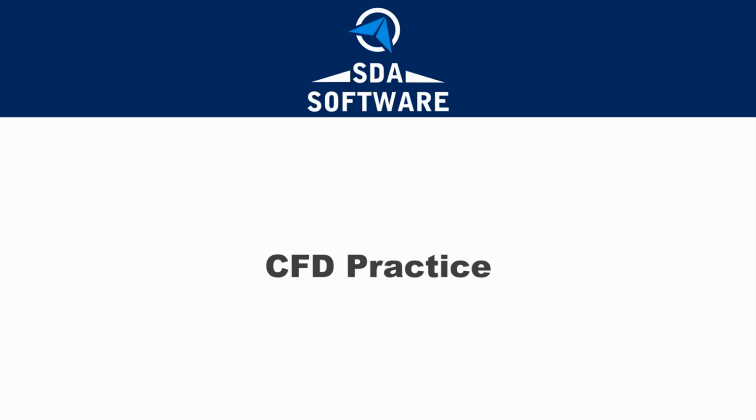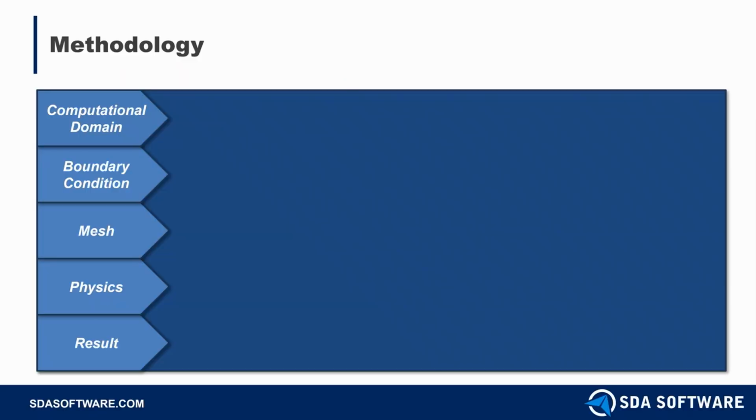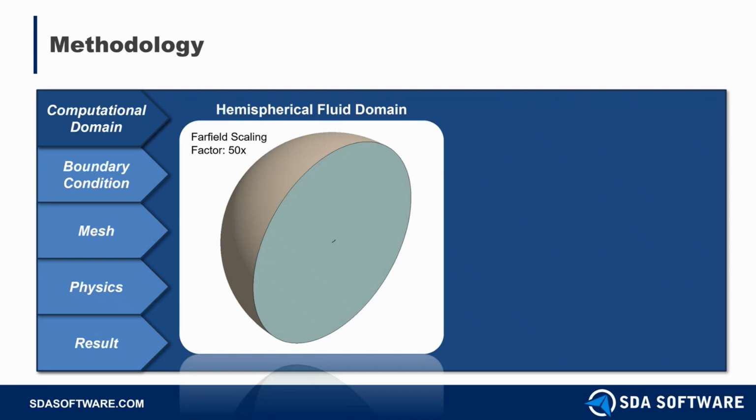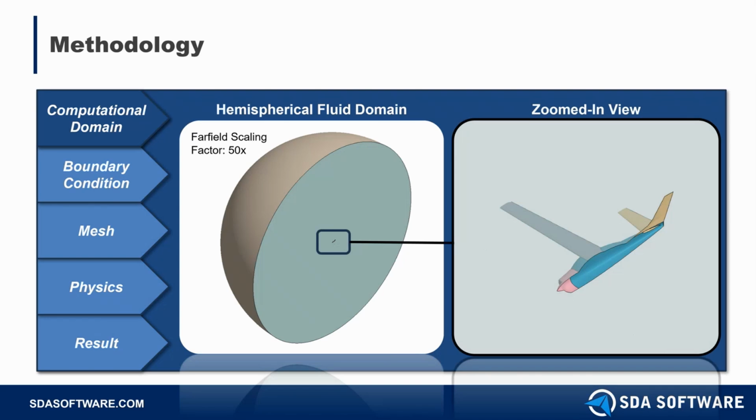Now we can talk more about the details of our CFD practices. So let's start with our computational domain. We use a half symmetry hemispherical fluid domain to predict longitudinal performance for the aircraft. This saves a lot of computational time and resources. And of course, for lateral performance, we use a full spherical fluid domain to account for side slip. And for reference here, this domain is roughly 50 times the fuselage length. And if we look closely, we see that the half aircraft is sitting at the center of the fluid domain.